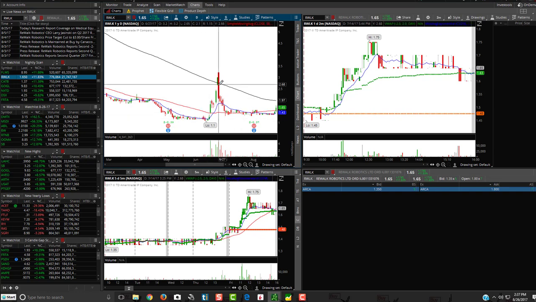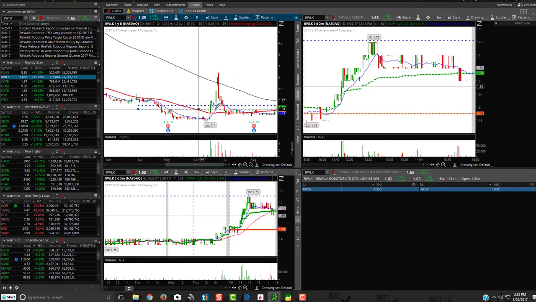Now, you could call this right here being formed either an inverse head and shoulders, like this could be a left shoulder, this could be a head, this could be a right shoulder, or a U bottom. But even so, you want to see right here, there's a resistance. Or you can even call it a double bottom as well. Again, it doesn't have to be a perfect pattern.